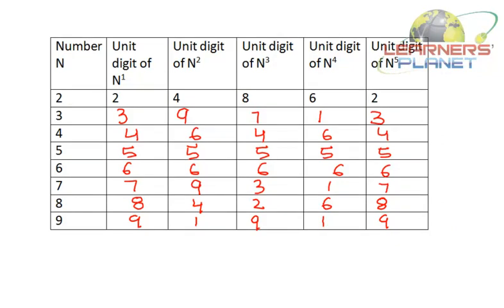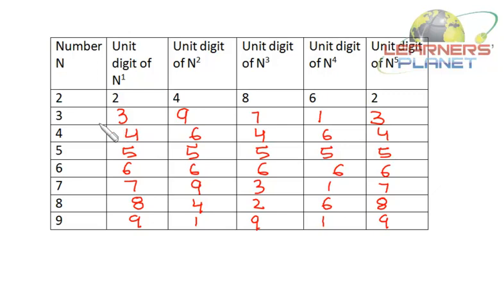Friends, before starting the problems, let's make some observation over here. Here we see if we raise 2 to any power, we'll be getting 2, 4, 8, 6, 2 and the sequence will go on. That means 2 is maintaining a cycle of 4. Here we see 2, 4, 8 and 6. Further we'll be getting 2, 4, 8 and 6. Right? So 2 is maintaining the cycle of 4 as far as the case of power is concerned.